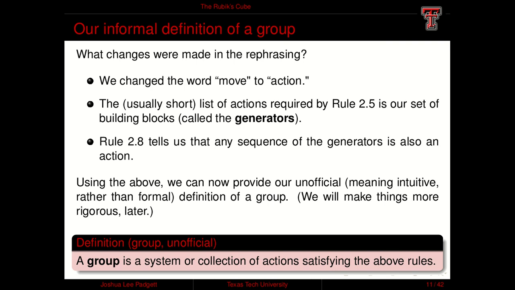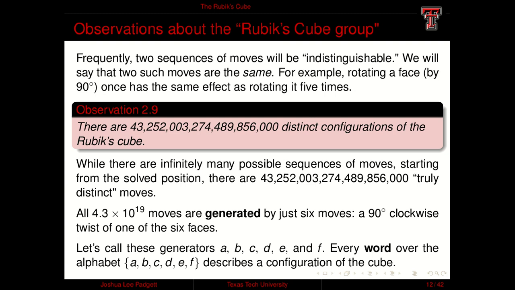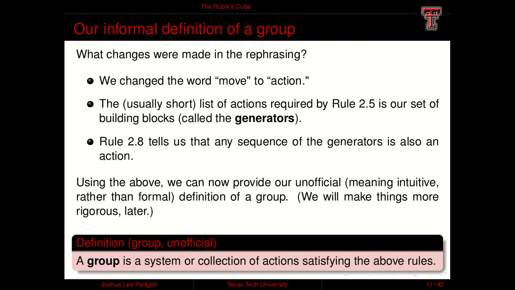Now, the thing that I think some of us have been caught up on is that this list of actions given by Rule 2.5 will be thought of as our building blocks, and we'll call them our generators. Now, let me say this. In Rule 2.5, typically one expects that what is given are your generators. Think of when you buy a box of Legos, all the individual Lego pieces. And then Rule 2.8 is simply concerned with all of the things that you can build by combining these Lego pieces in an arbitrary fashion.